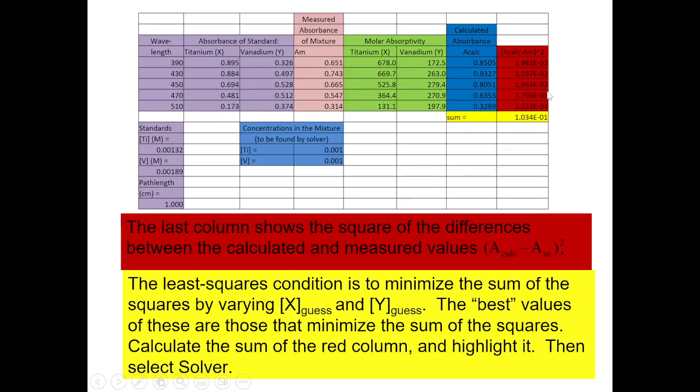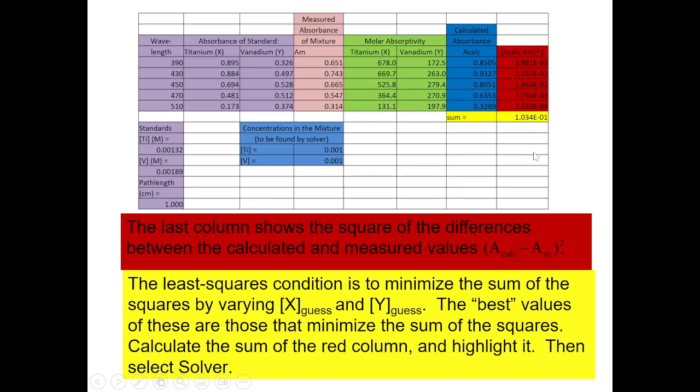So our last column here is going to show the square of the differences between the calculated and measured values. These would be your square differences, which would be your accuracy of your measurement, right? So we take the calculated minus the measured right here. We would square it, so we get our square differences.